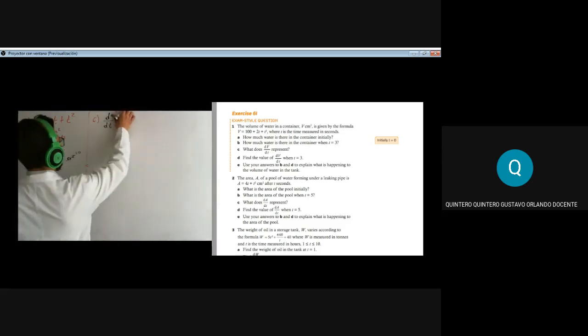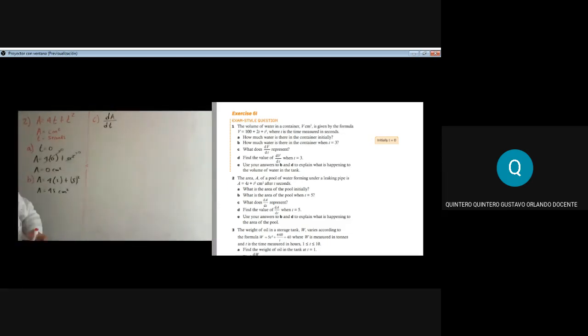dA over dt. Beautiful. So this represents the change of area as the time passes by, right? This is the amount of water that is dropping from the pipe as time goes on. That is what this represents: the amount of change in one variable, in this case A, the area, as the other variable changes, in this case the seconds. So again, this represents the change of area as the time goes by.